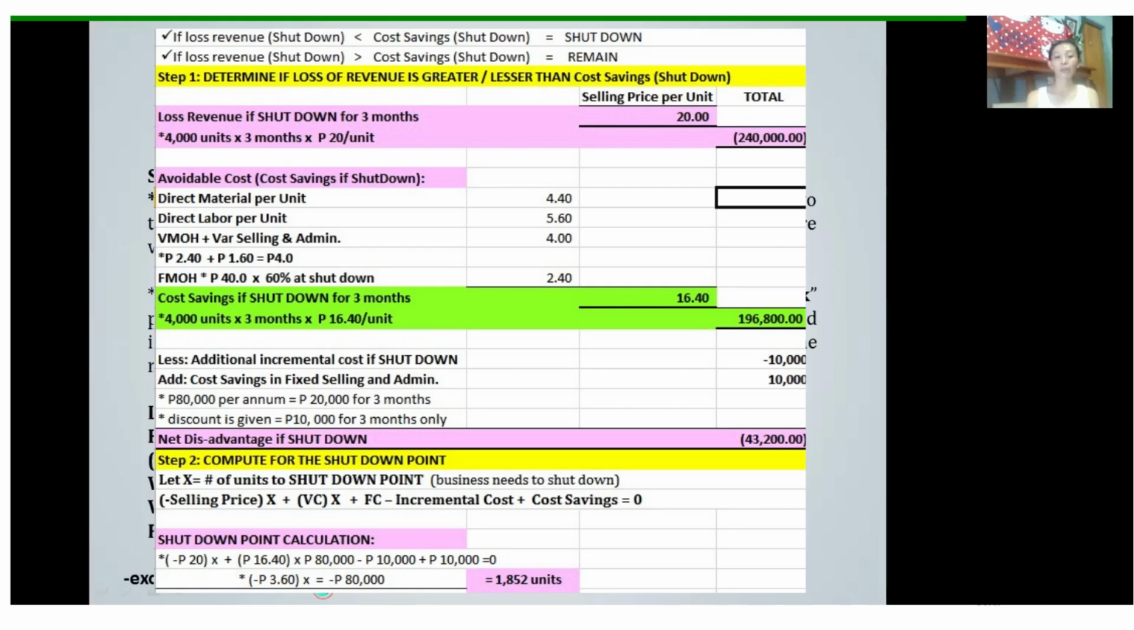So if we sum this up, we will arrive at the cost savings if shutdown per unit, which is 16 pesos and 40 centavos. So you compare your sales per unit to your incremental cost savings if shutdown, which is 16.40.